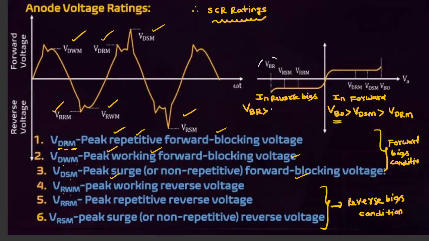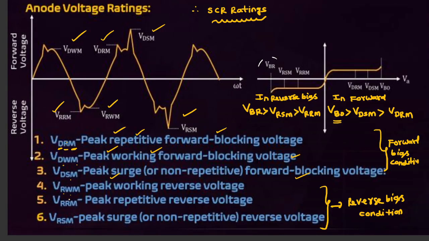The next one is VRSM. Least is VRRM. The names I have also given, please go through this one. There is some terminology. What does the R stand for in forward direction? What does the M stand for in forward direction? In forward direction, M is peak, R is repetitive, D is forward blocking.